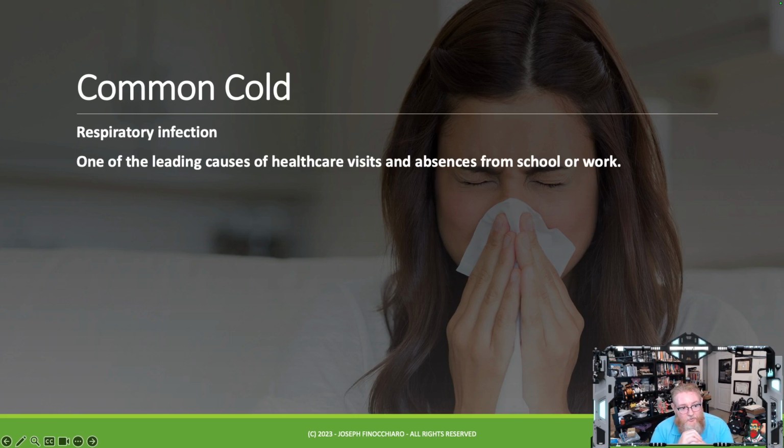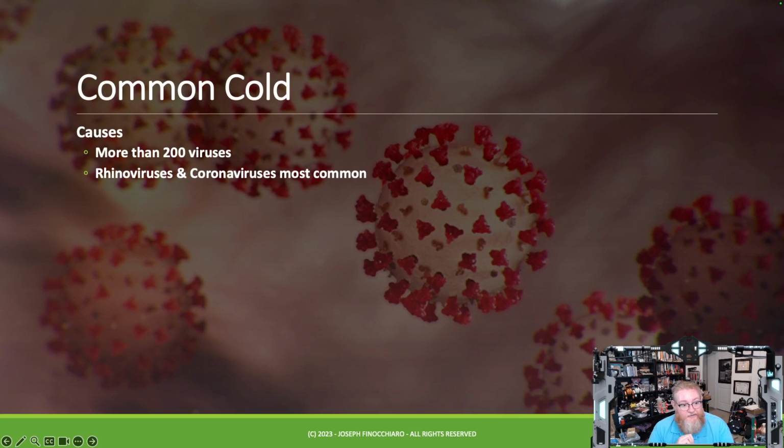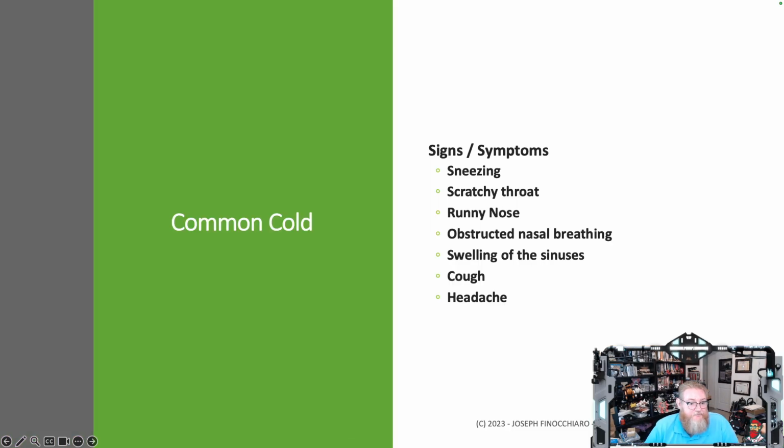The common cold is a respiratory infection. It is one of the leading causes of healthcare visits and absences from school or work. It is caused by more than 200 different viruses. The most common are rhinoviruses and coronaviruses, viruses that affect your nose and viruses that affect your head.